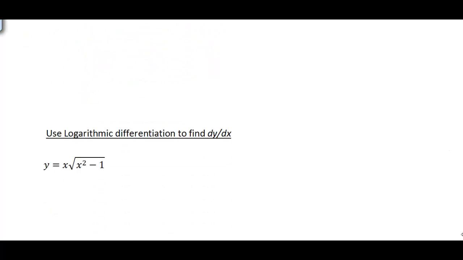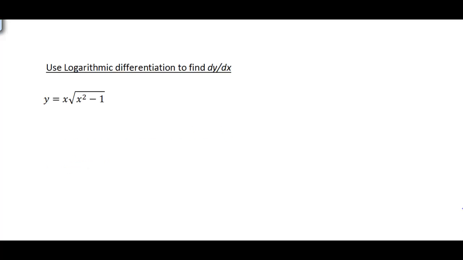All right, we have one more example, and this one is slightly different. Notice we do not have any natural logs in the equation: y equals x multiplied by the square root of x squared minus 1. And we have a little bit of direction here. It says we want to use logarithmic differentiation to find dy/dx.